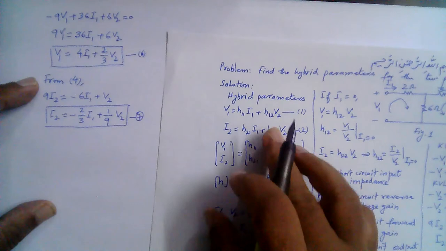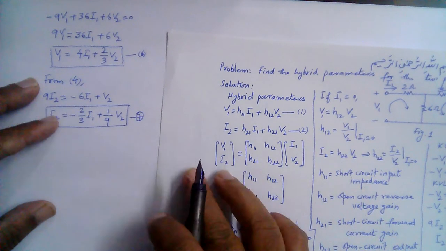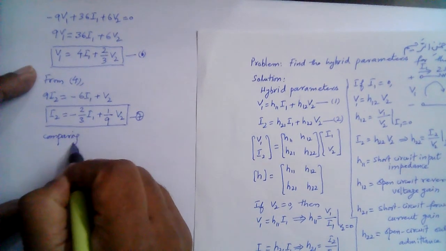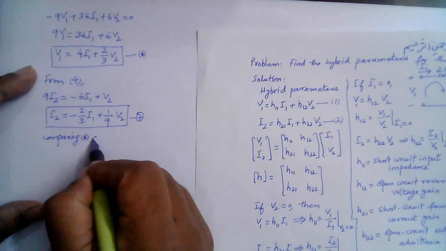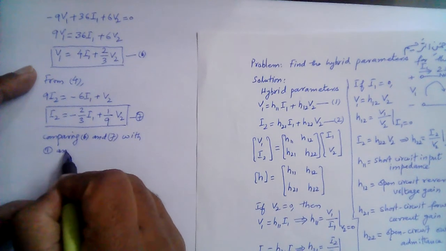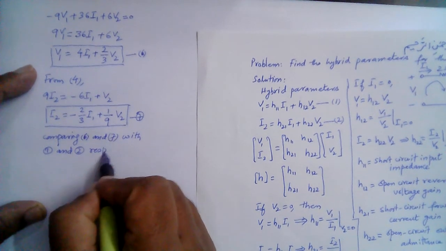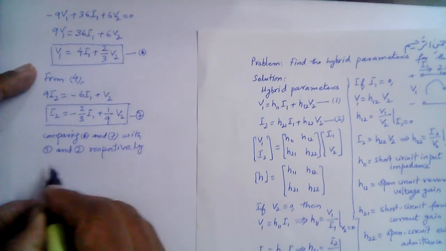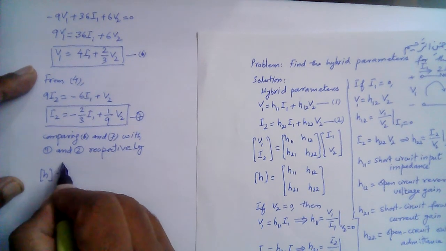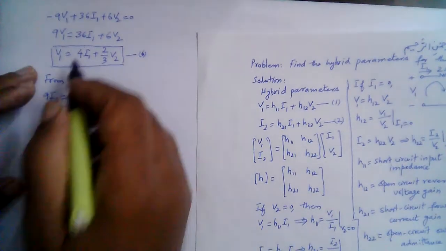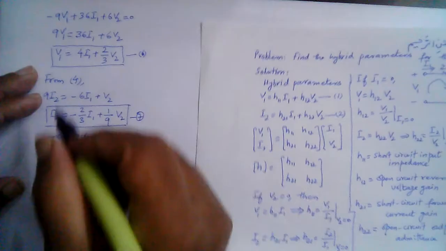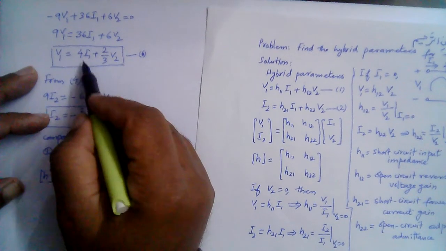So comparing 6 and 7 with 1 and 2 respectively, we can obtain the h parameters, right? So we can write them directly in the matrix form. So h11 is 4, and this is 4 ohms, right? This is for V1 divided by I1, so this is 4 ohm.